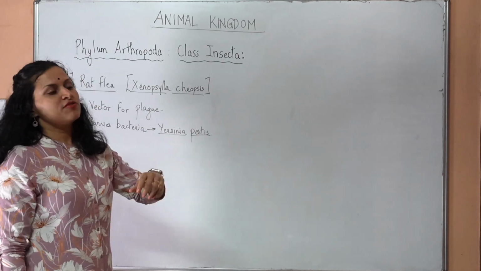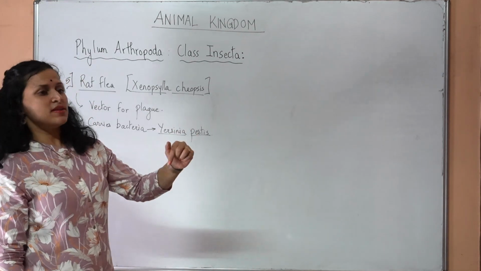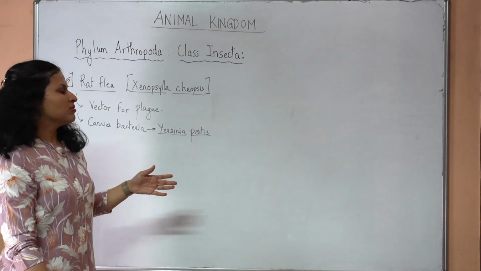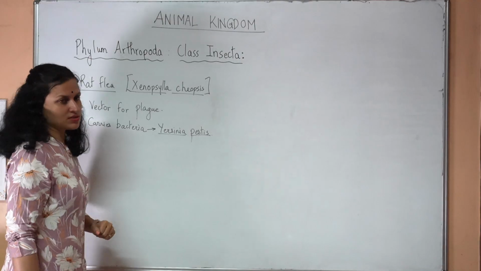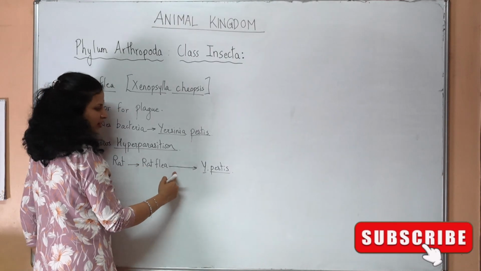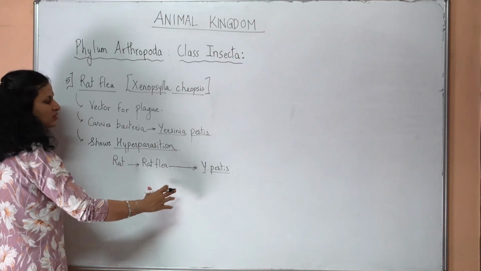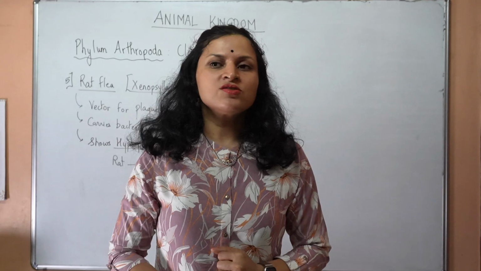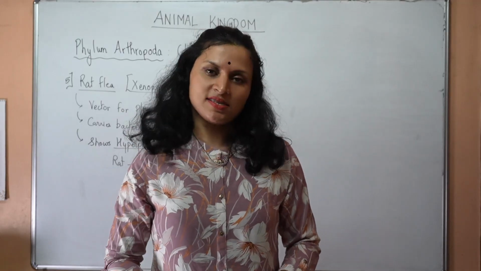This phenomenon of a parasite having another parasite onto it is called hyperparasitism, which is displayed by this organism. So the rat has the rat flea and the rat flea has Yersinia pestis. This phenomenon is hyperparasitism, okay, which is displayed by this one. That's why it is important. So with that we have completed class Insecta.